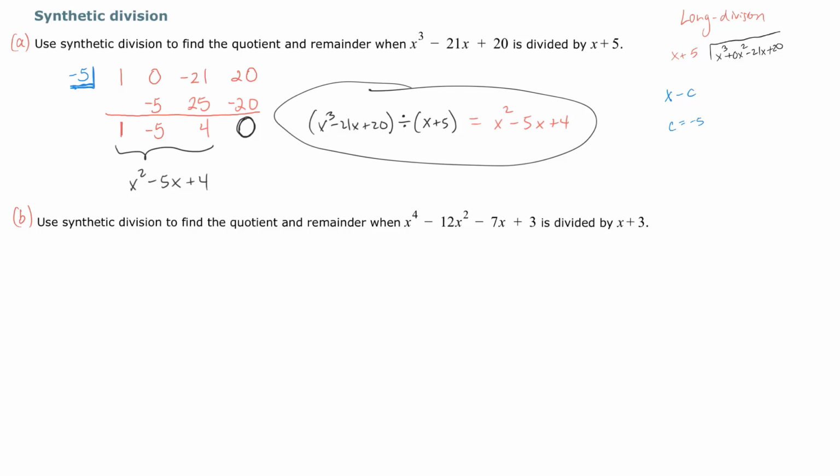Go ahead and try to do example B on your own. You can pause the video, and when you're ready to check your answer, go ahead and unpause the video and reveal the solution.